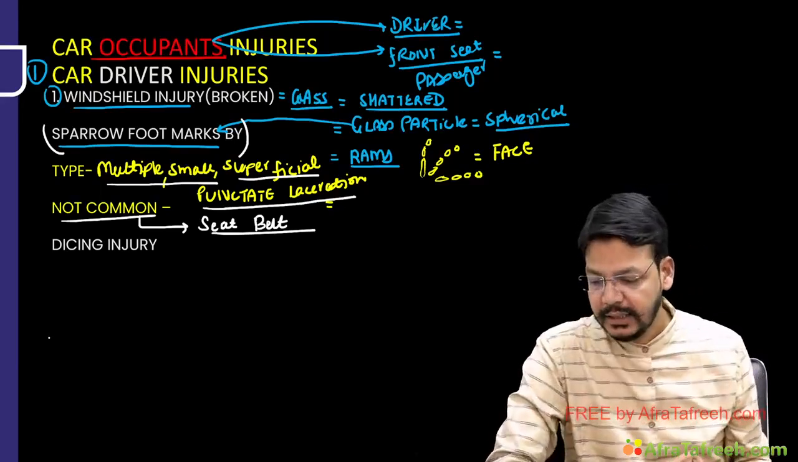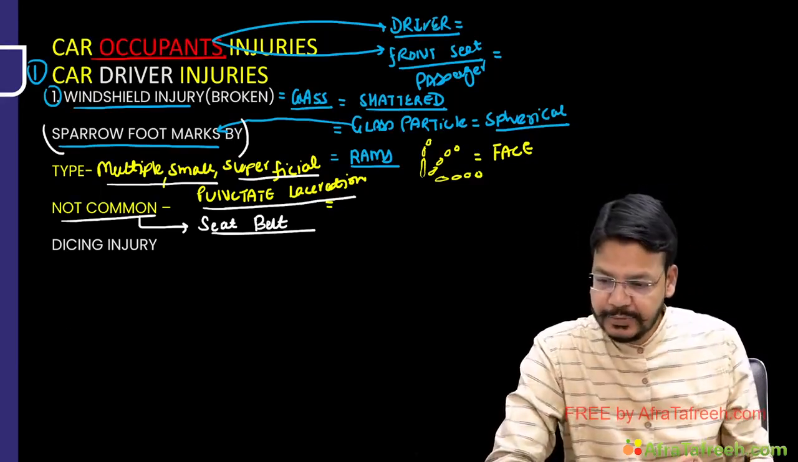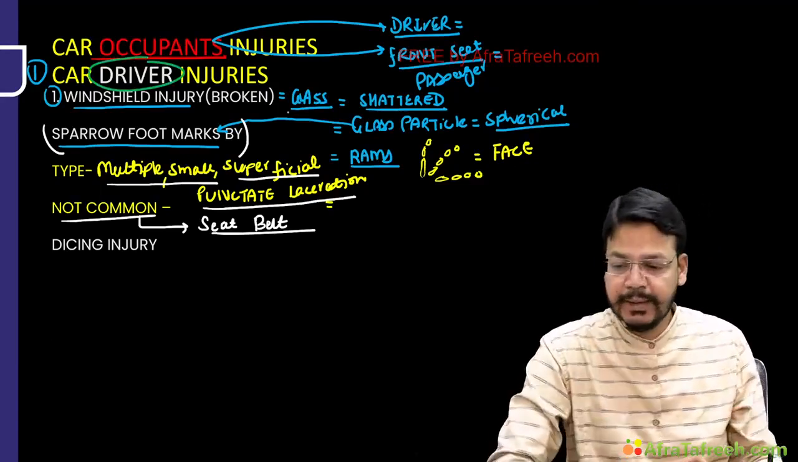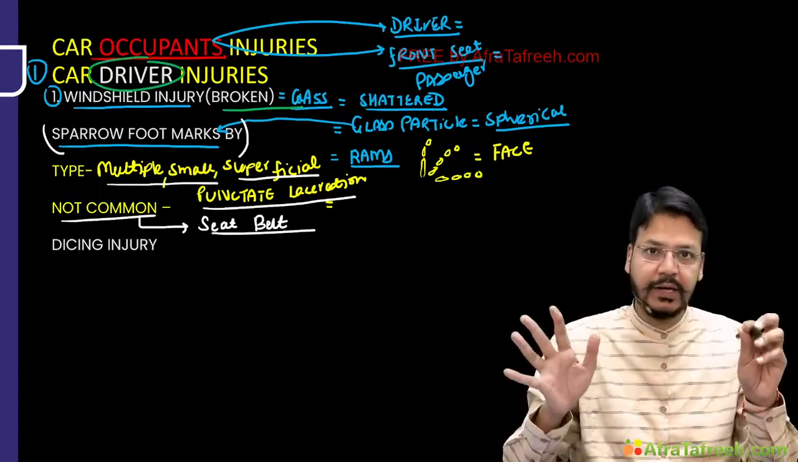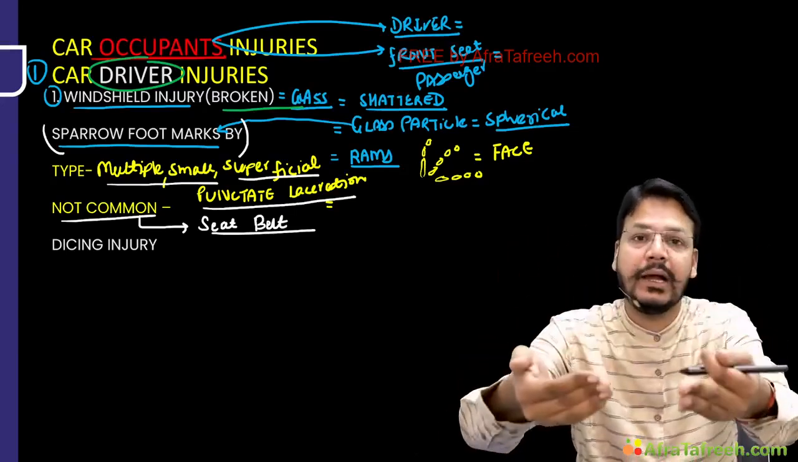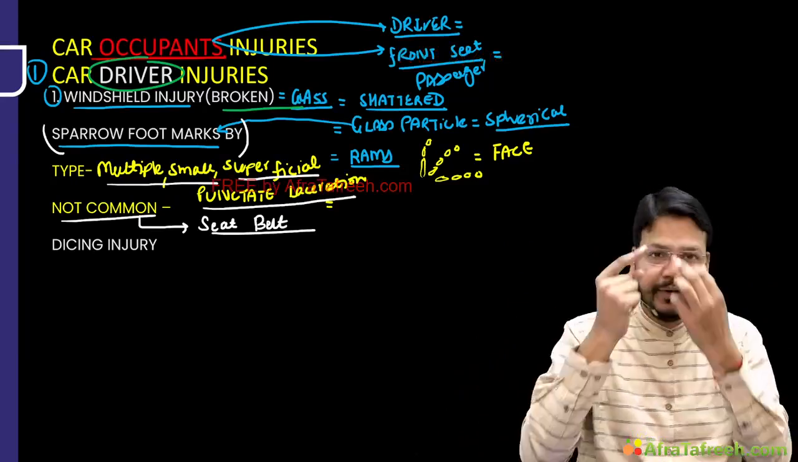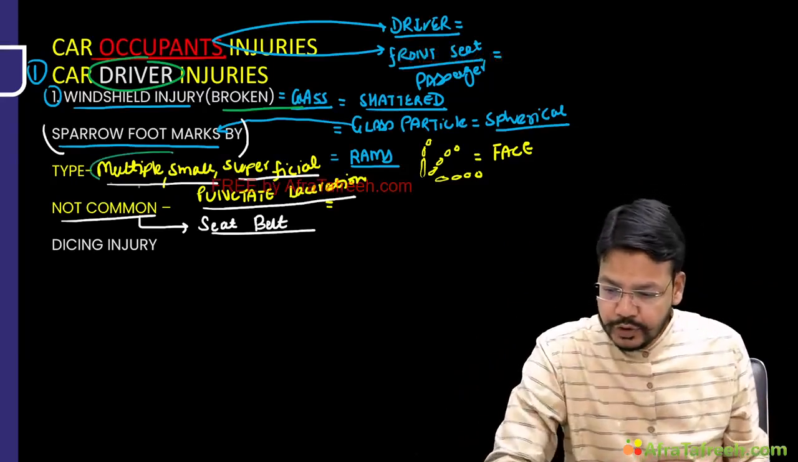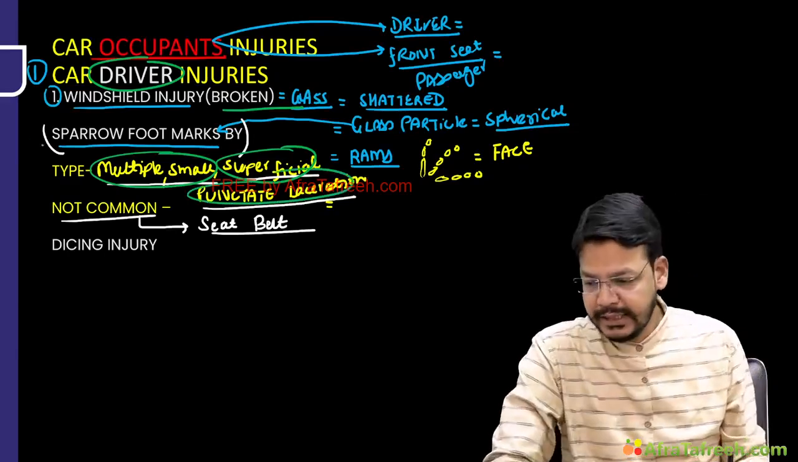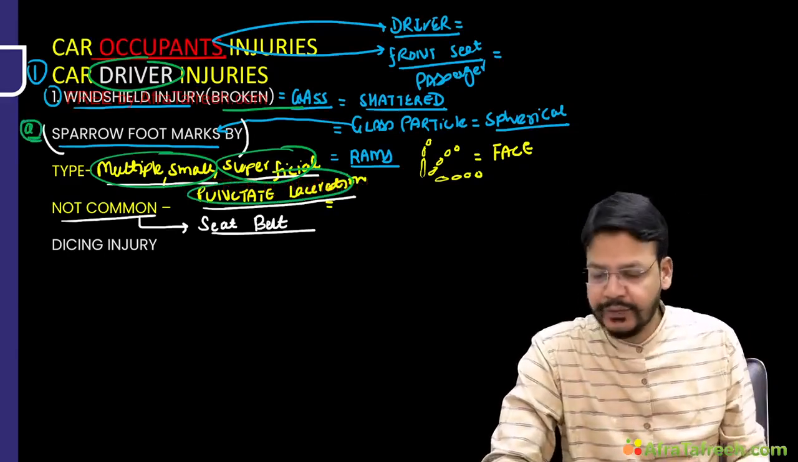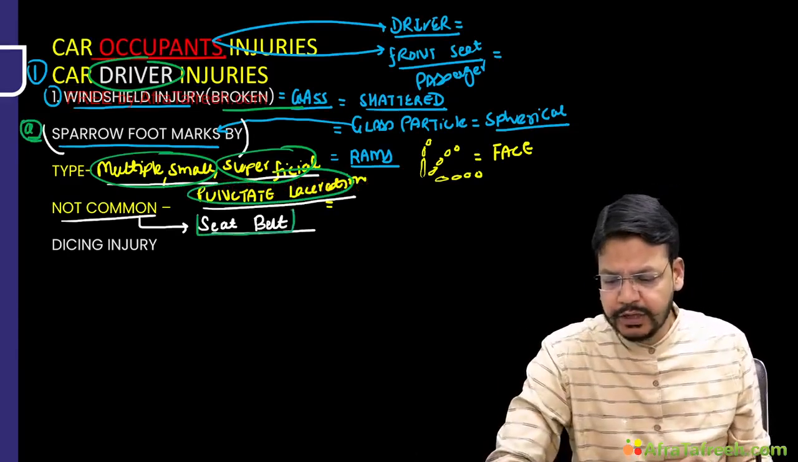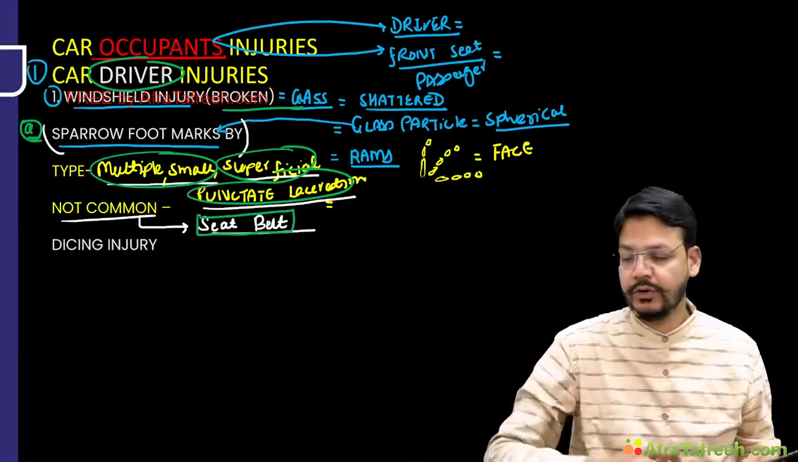So my dear friend, what did I discuss? I am discussing the car driver injuries. Yes, the first car driver injury is a windshield injury. It is by broken glass, which is a shattered glass, and you are thrown into the glass. Your face is thrown into the glass, ramming into the glass, crushing. So there will be multiple small superficial punctate lacerations on the face. This is known as sparrow feet mark. But the sparrow feet mark is not common because we are wearing seat belts.